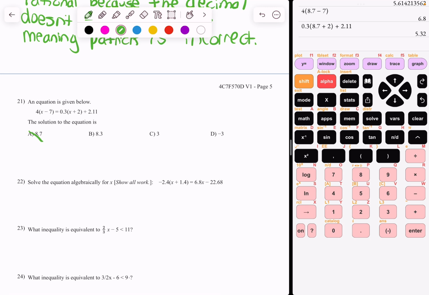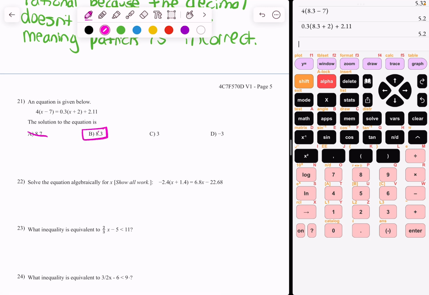Now for B, we are saying that x is 8.3. I'm going to change this 8.7 to 8.3. And let's see if both these sides would be equal now. In the calculator at school, you could just type this all the way in, but these two are equal, so that is good.